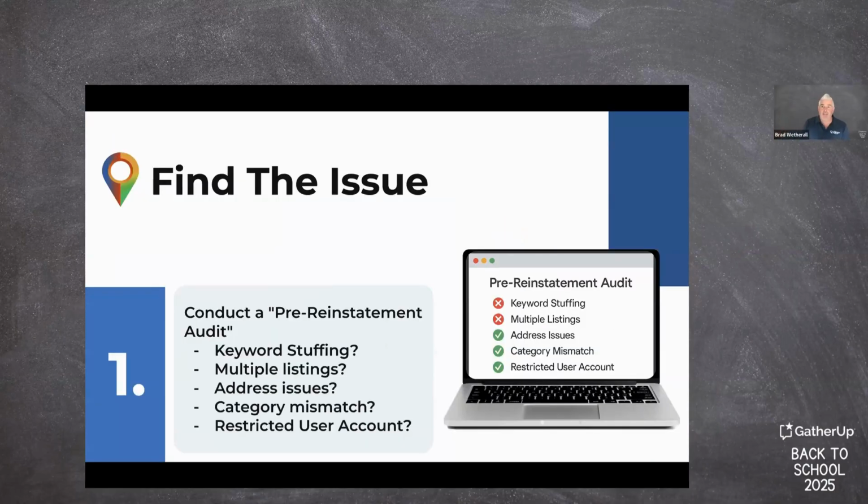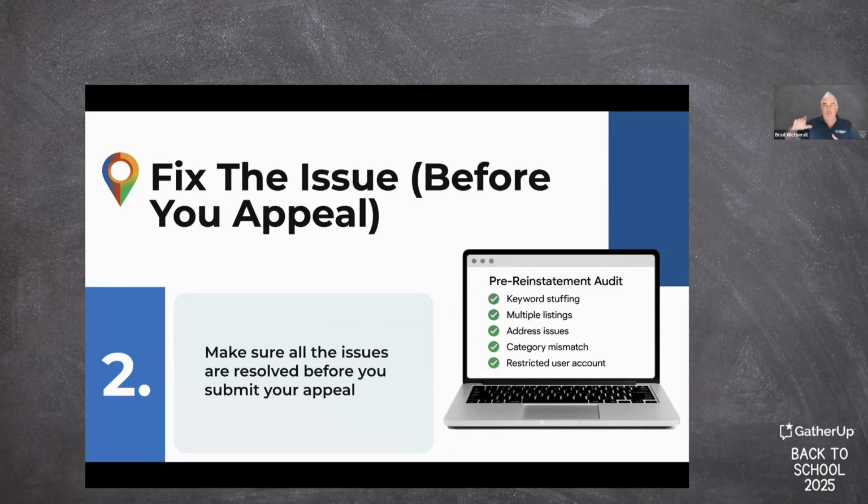Number 1 is make sure you take the time to do the investigation to understand why it was suspended in the first place. I just walked you through some tips on how to diagnose the issue. That is very important because you don't want to submit a reinstatement without having addressed the reason why it was suspended in the first place. So that's kind of issue number 2. Once you find the issue, then you've got to fix the issue before you appeal.